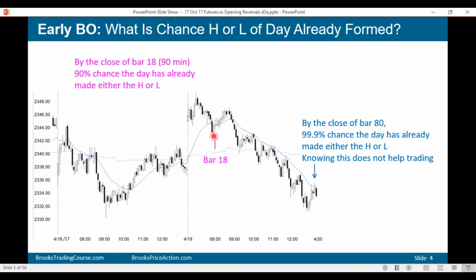For example, if the market breaks below that 18 bar low, there's a 90% chance the market is not going above the high of the day. And that means there's a 90% chance that the day will either be a bear trend day or a trading range day. And the opposite is true if the market breaks above the 18 bar high. Then there's a 90% chance that the day will either be a bull trend day or a trading range day. And knowing that encourages you to buy pullbacks because you know that there's only a 10% chance the market's going to fall back below the low of the day.